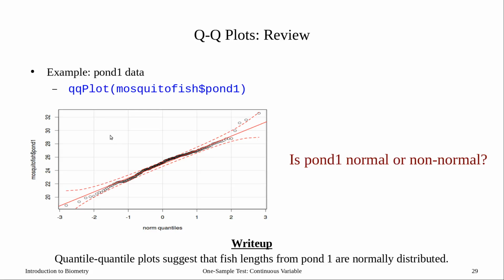So just as a review, here's pond 1. Everything looks pretty good. Yes, we have a couple of points that fall outside, but these are the extreme values, and as I said, those are okay. So if we were going to do a write-up, which we will be doing with QQ plots, I would state that a quantile plot suggests that fish lengths from pond 1 are normally distributed.